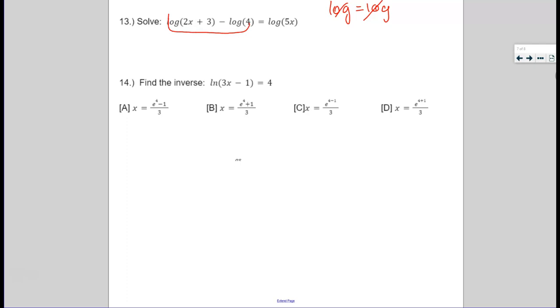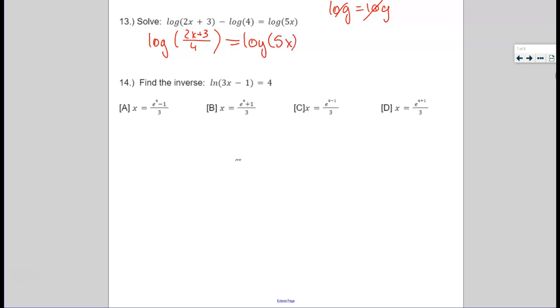So here, we got too many logs, so we're going to combine them. We're going to condense it. So when we have a negative sign, just remember that it becomes a fraction. So this is a log of 2x plus 3, now divided by 4. So the negative part of the log will go on the bottom, and that equals the log of 5x.